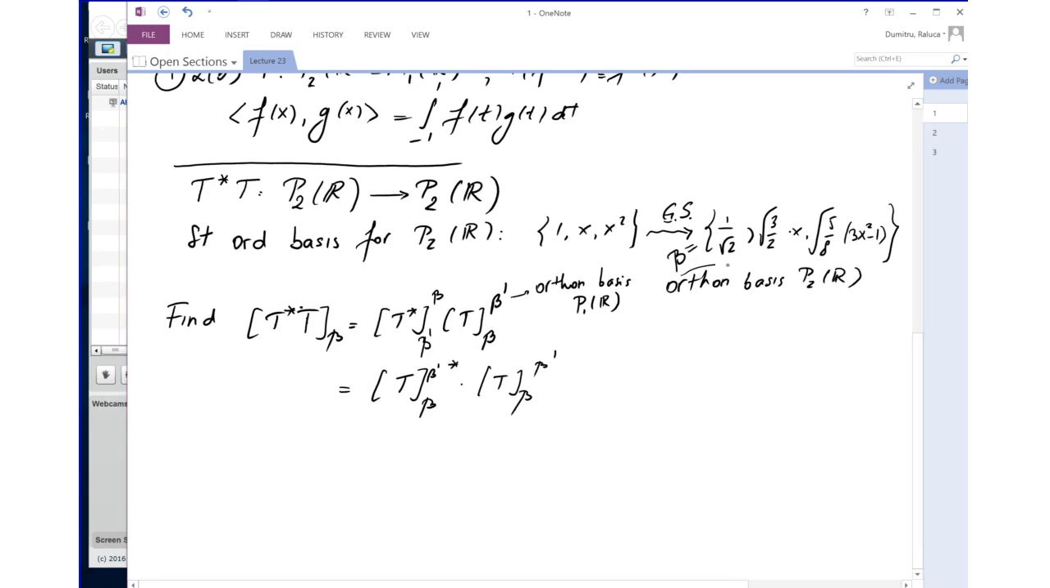So this was beta. Who is beta prime? Well, to find an orthonormal basis for P sub 1, you start again with a standard basis for P sub 1, which is 1 and x. You make that orthogonal with Gram-Schmidt and divide each vector by its norm to make it orthonormal, and you're going to end up with this. And the first two vectors from beta will form beta prime for P1.